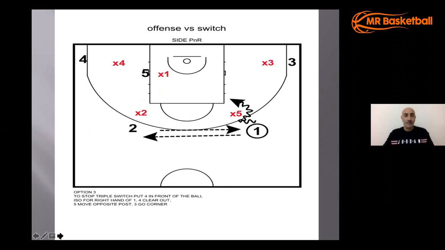So how do we do it? Here's the switch we set. We pass, we reverse it, we clear out, we pass, we reverse it, and we attack from the wing, either with an empty corner or a full corner. It doesn't matter as long as we have space here to attack the mismatch.